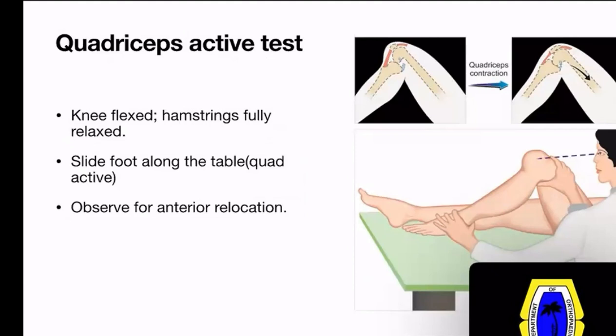Quadriceps active, if you have a posteriorly sagged tibia and you try to contract your quads, the step off, no, yung posterior sag ay mawawala. Magkakaroon ulit ng 10 mm anterior si tibia. So yun yung tawag sa yun yung positive quadriceps active, no? Quadriceps active. And you do it again at 90 degree of knee flexion.